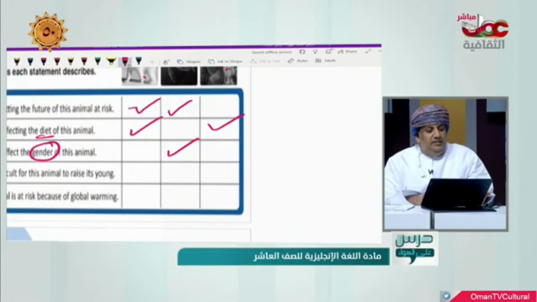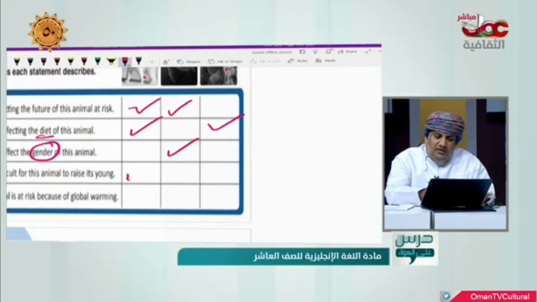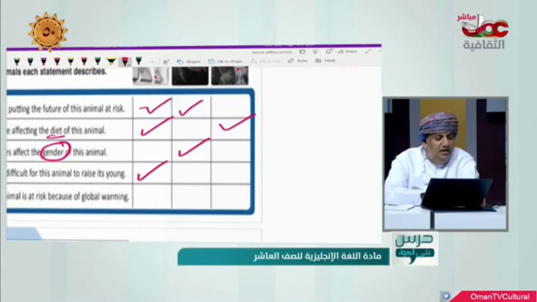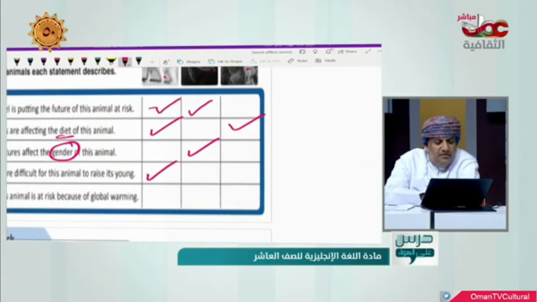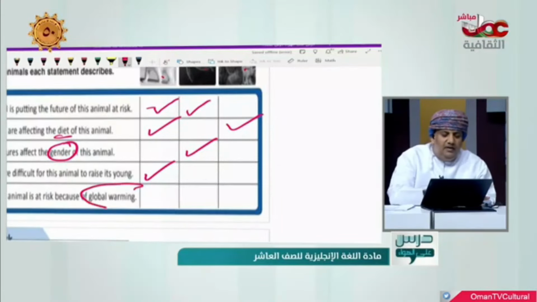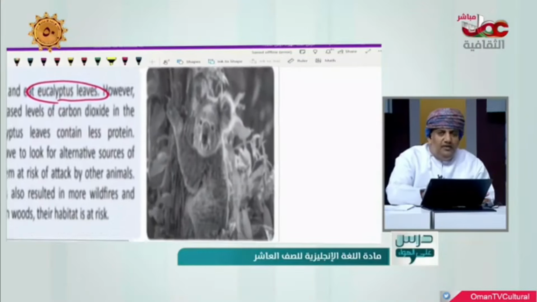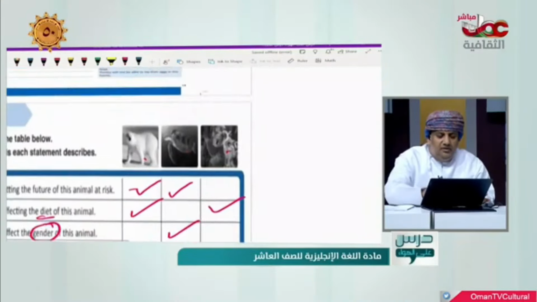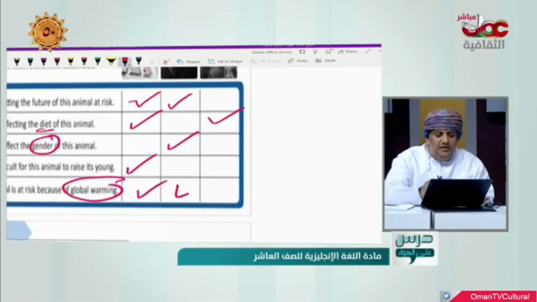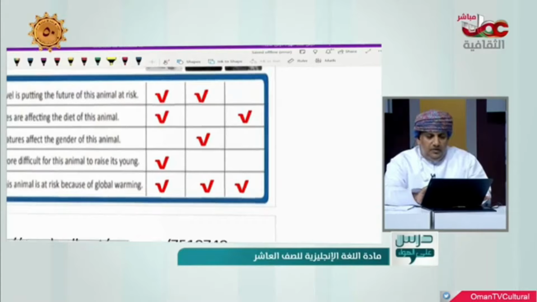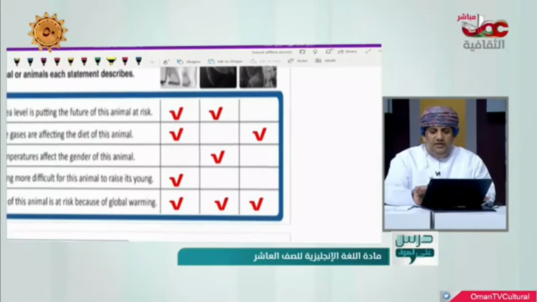Number 4, it is becoming more difficult for this animal to raise its young. I think they talk about the polar bear. Also, the last one, the habitat of this animal is at risk because of global warming. Global warming has been mentioned here for the 3 animals. So we have 3 correct answers here. So let's check our answers here. Okay. These are the answers for this question.